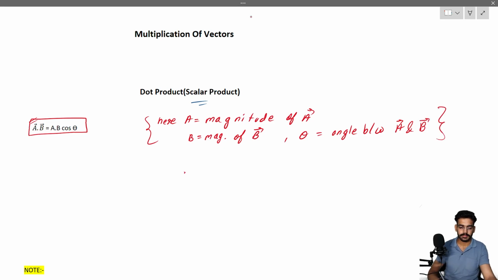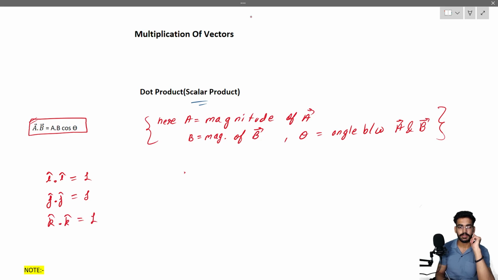Now next, let's do some standard dot products. So i cap dot i cap. What will be i cap dot i cap? Just think once, pause the video. i cap means magnitude 1 into 1 into cos of the angle between them. The angle is 0, so cos is 1, right? So i dot i will be 1. Similarly j dot j will be 1, and k dot k is also 1.